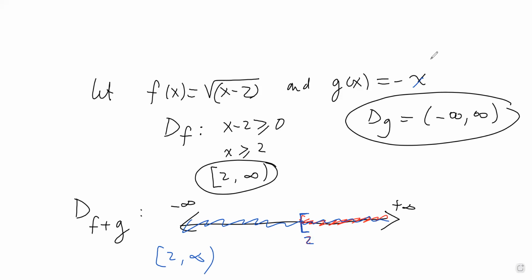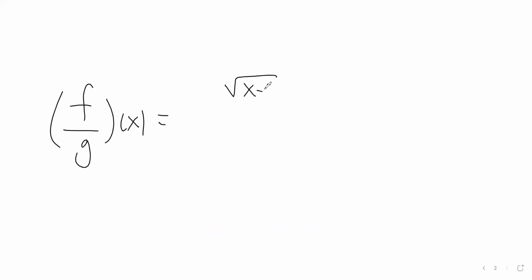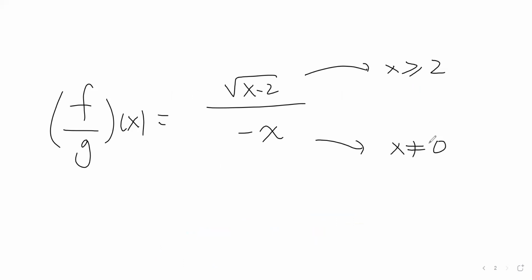But when you do f over g, right? Let's do f over g. So f over g, you might have an extra condition because you're dividing, right? f is square root of x minus 2, and g is, let's say, this, right? And we already know that this is x bigger than or equal to 2. But because of the bottom here, you can say x should not equal 0, right?